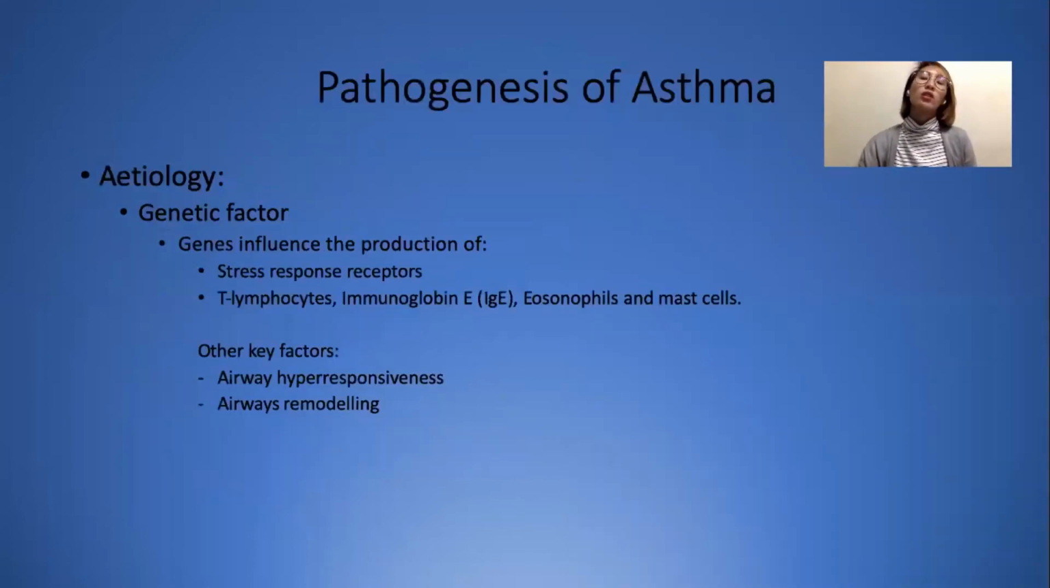Now I would like to discuss the pathogenesis of asthma. The pathogenesis of asthma is multifaceted, from genetic to environmental factors. It is a familial disorder where the genes influence the production of T lymphocytes, immunoglobulin E, eosinophils, and mast cells that act as stress response receptors. Airway hyperresponsiveness and airway remodeling are also key factors in the pathogenesis of asthma.